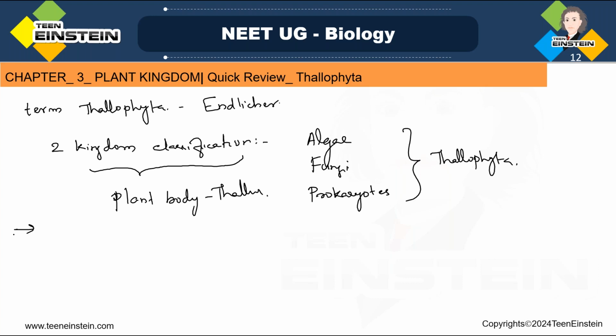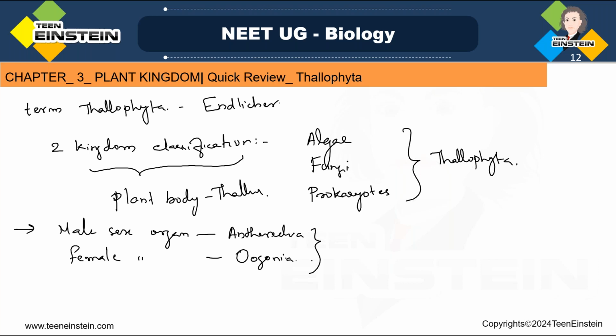Clear? And another point which we need to mention about thallophyta: the male sex organ is called antheridia and the female sex organ is called oogonia. In thallophyta, the male sex organ is called antheridia and the female sex organ is called oogonia. And one thing we need to mention is that the sex organs are unicellular. Both the sex organs are unicellular and they have no jackets, or we can say that they are jacketless.